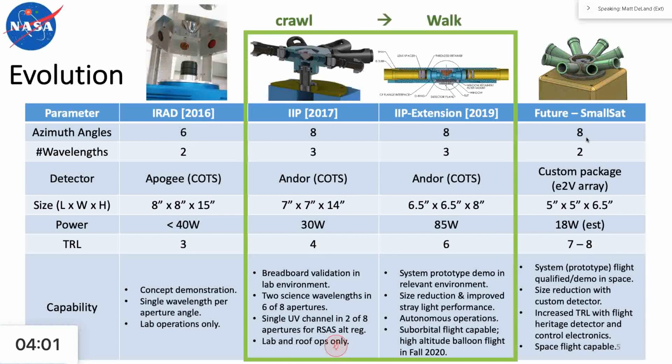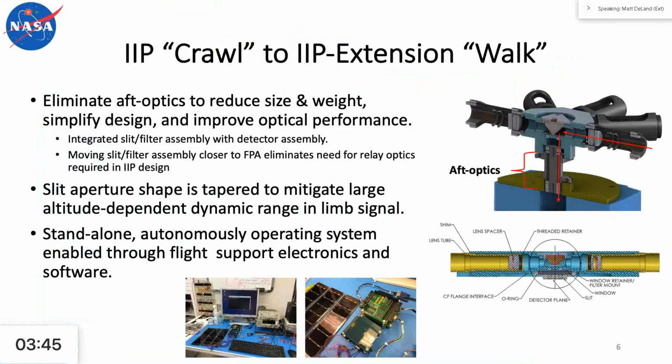If you click one more time, it should pop up. Yeah, and so this talk is focused on going from the crawling to the walking stage, as we consider it. And the last column shows you some of the ideas that we would try to go for in a flight instrument. Next slide, please. So what have we done at this point with our original design?